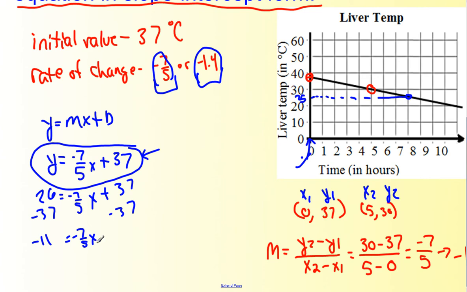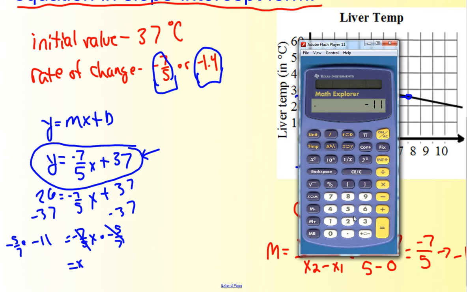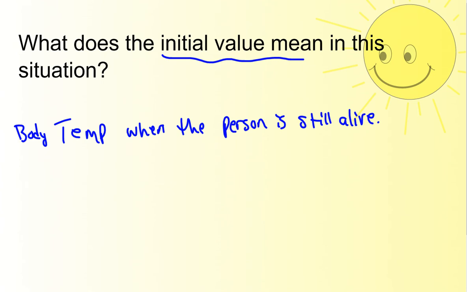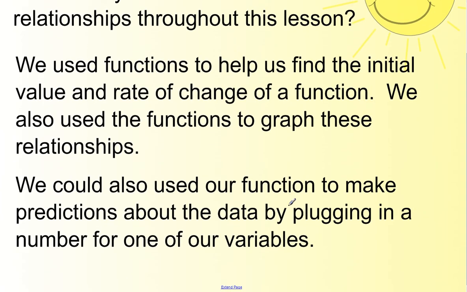And we multiply both sides by the reciprocal, times negative 5/7, which cancels, and x equals negative 11 times negative 5/7, equals 55/7. That gives us 7 6/7. So this person, if they had a body temperature of 26 degrees, they've been dead for 7 6/7 hours, roughly 8 hours. Okay? So that's how you can use these functions to help you.